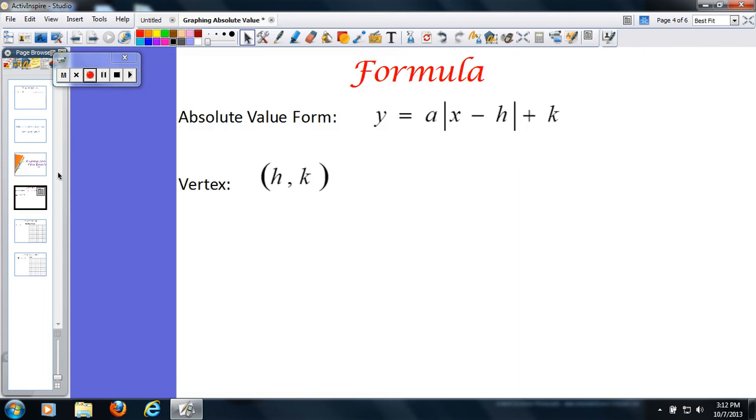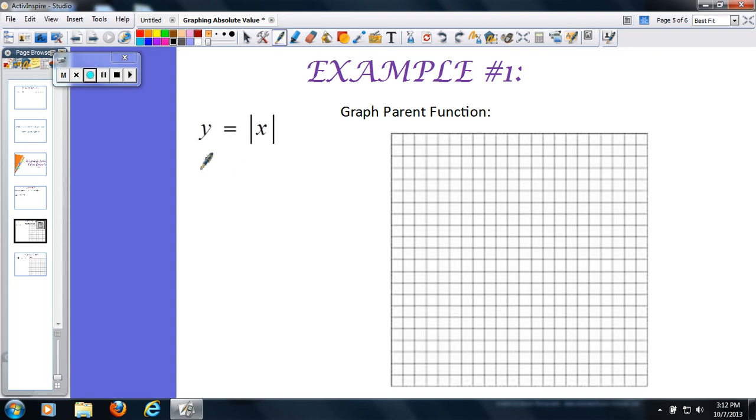So the absolute value form, the form that's most convenient to have it in when you're graphing, is y equals a times the absolute value of x minus h, plus k. And when you have it in this form, then the vertex of the graph is going to be h, k. Okay, so that's important to remember. So when I look at a problem like this, I know that the formula is y equals a times the absolute value of x minus h plus k, where h, k is the vertex. So that means the vertex of this problem, since there is no h and there is no k, will be the point 0, 0. Okay?